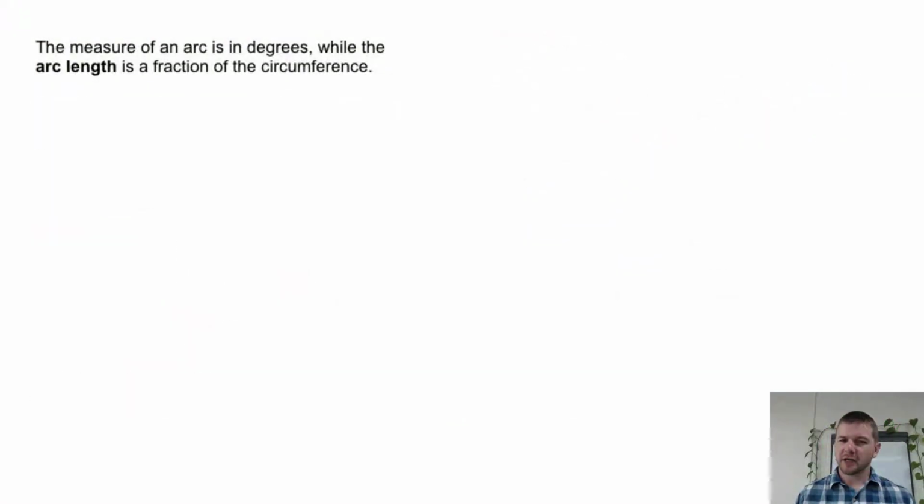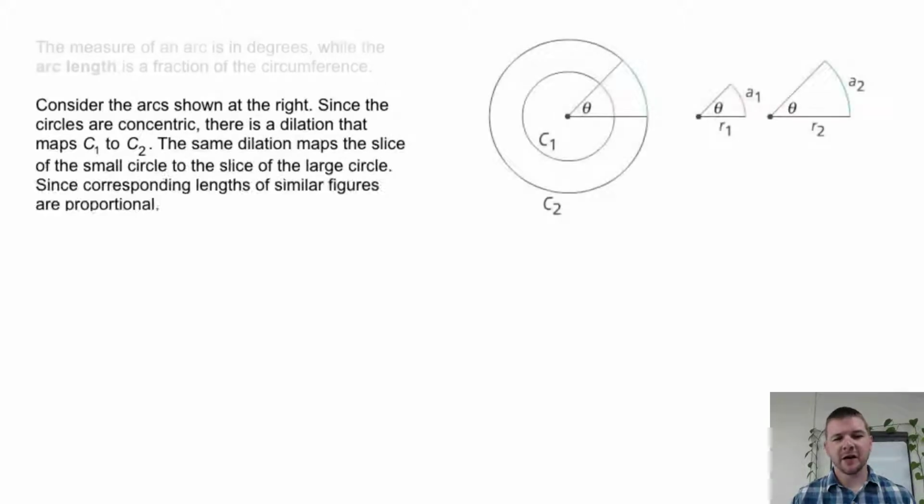The measure of an arc is in degrees, while the arc length is a fraction of the circumference. Consider the arcs shown at the right. Since the circles are concentric, there is a dilation that maps C1 to C2. The same dilation maps the slice of the small circle to the slice of the large circle.